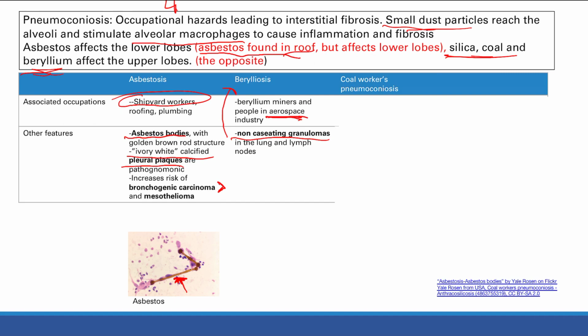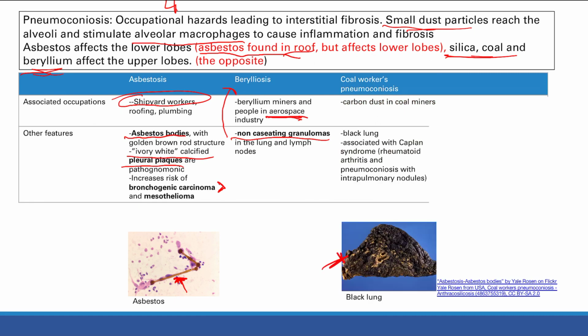Next is the coal workers' pneumoconiosis. Okay, see, this one again, associated occupation, super easy. Coal miners, they breathe in too much carbon dust. Now you're going to see a black lung. Black lung means coal workers' pneumoconiosis. And this one is associated with Caplan syndrome. So what the heck is Caplan syndrome? This is pretty low yield in my opinion, but it's basically a rheumatoid arthritis with a pneumoconiosis with intrapulmonary nodule. So you see rheumatoid arthritis, you see pneumoconiosis, that means Caplan syndrome. It's usually associated with the coal workers' one. Coal workers' pneumoconiosis with rheumatoid arthritis. Okay, but the key thing here is the black lung and coal miners.